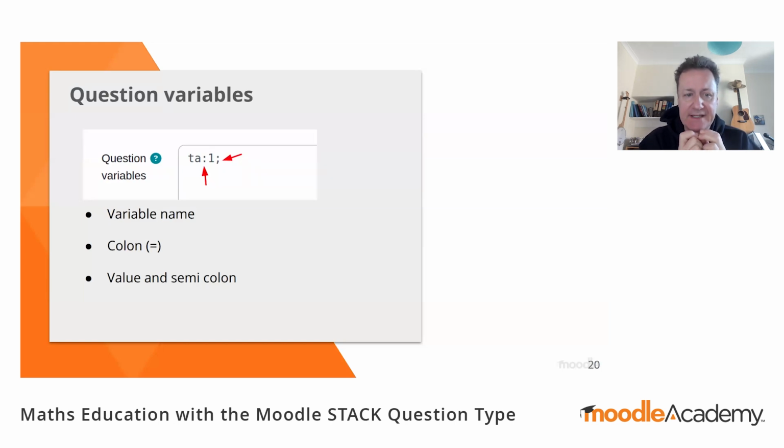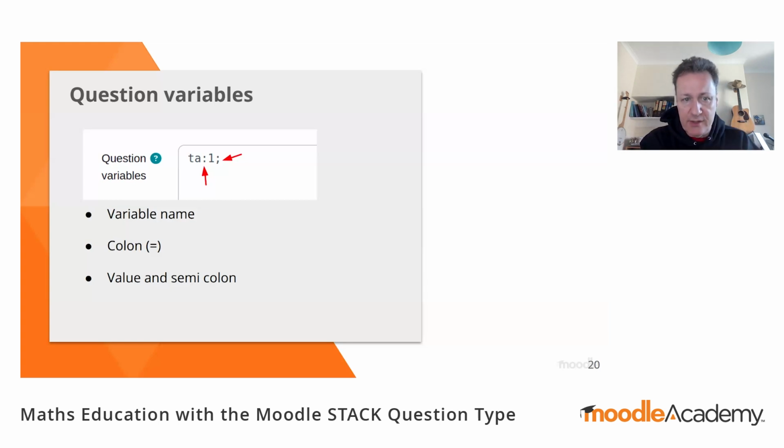And the syntax is you have to come up with a variable name, and there's a standard where you say TA for teacher answer, but you can call it anything. And then instead of an equals, you have a colon. Then you put in whatever value you want in there, and then you put in a semicolon. So you've got two things to learn there. The colon is for the equals, and the semicolon finishes it. So it's a little bit like programming.